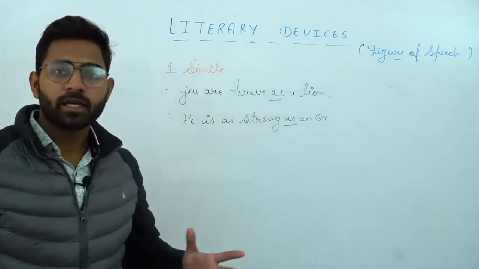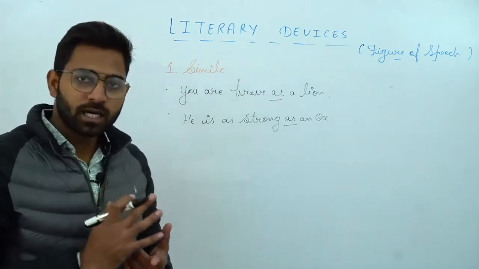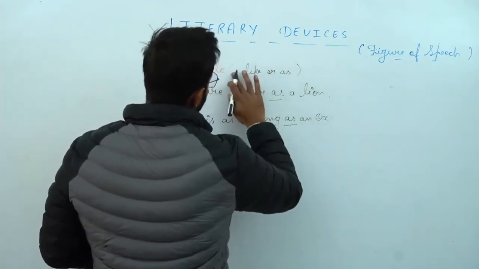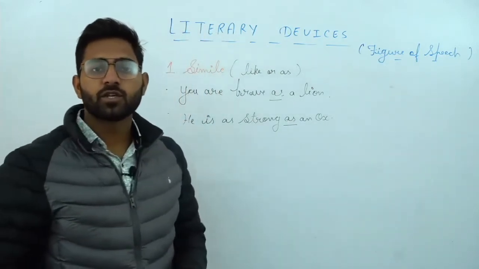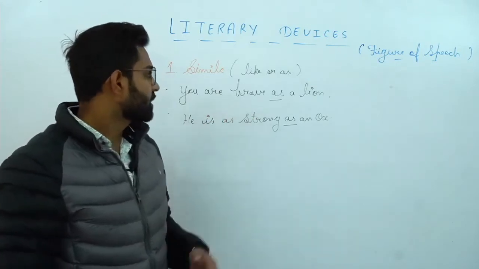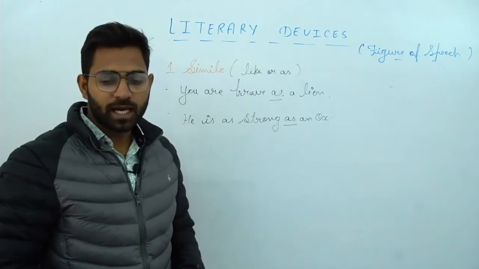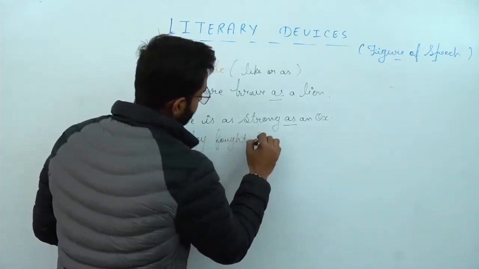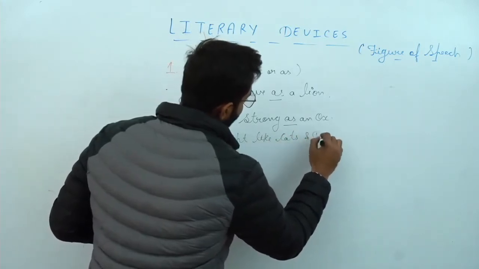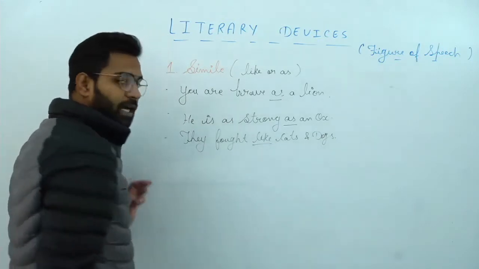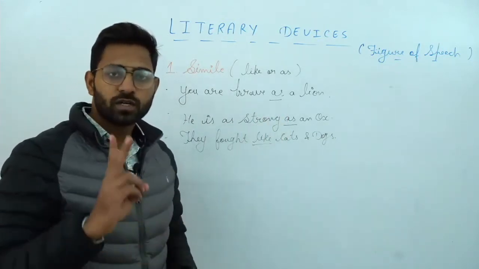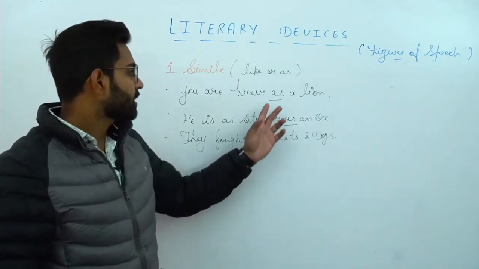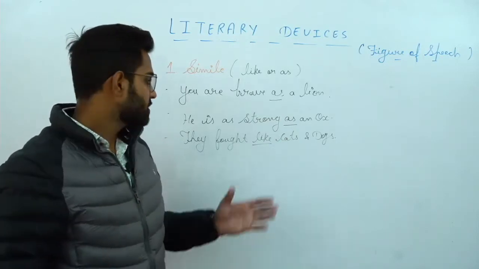So remember one thing, simile compares two different things using as or like. What does simile use? Like or as. It means कि उसके जैसा है. So you are brave as a lion, he is as strong as an ox. If we use a like thing, they fought like cats and dogs. So I underline like here because these two words are used to make a comparison and use the term device simile. मतलब कि like और as का यूज करके कंपेयर करना, उसके जैसा बताना is called simile.